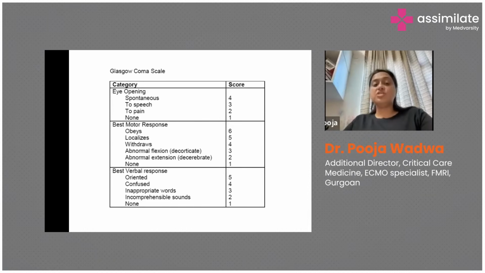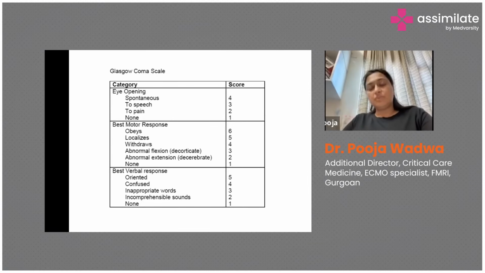Now this is the GCS, which is most commonly followed by all the hospitals. It is the Glasgow Coma Scale, which has 3 components. One is eye opening, best motor response, and best verbal response. Eye opening has 4 score maximum. Best motor response is 6, verbal is 5. So the best score total is 15 and minimum score is 3. Next.